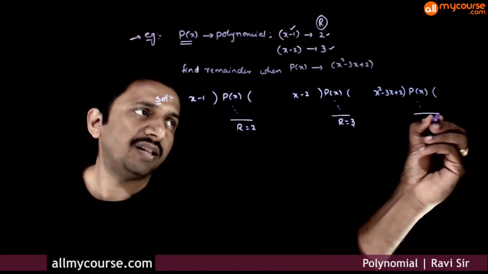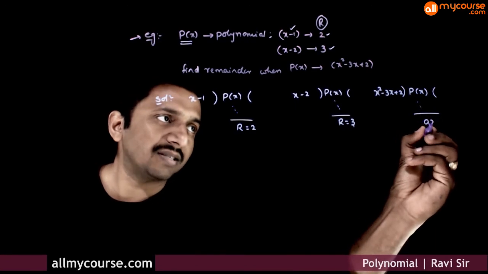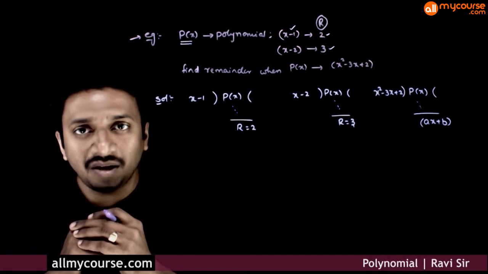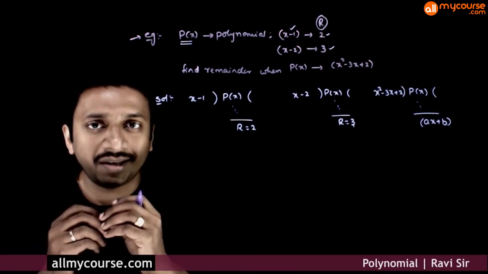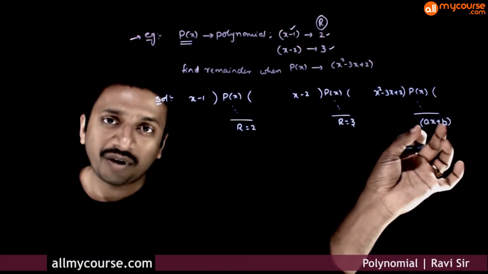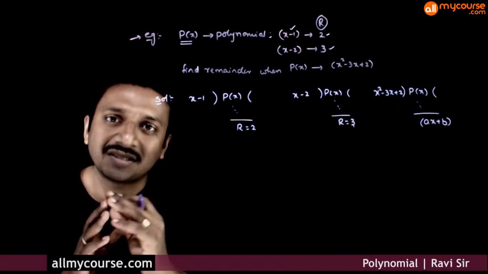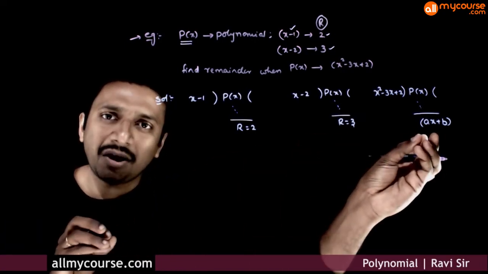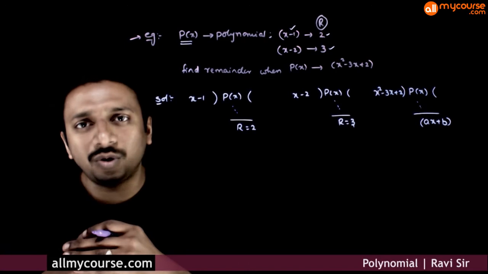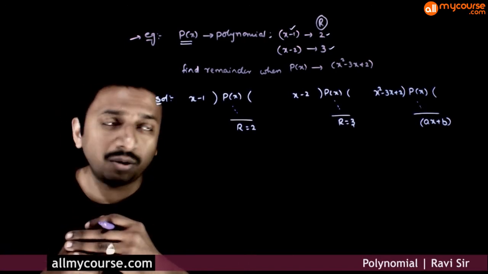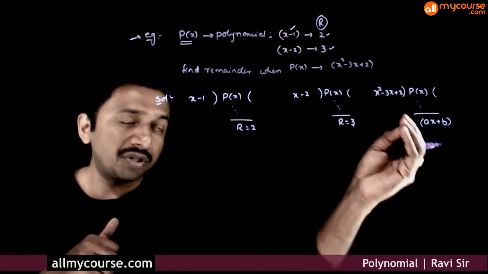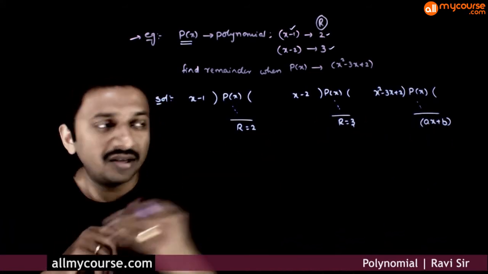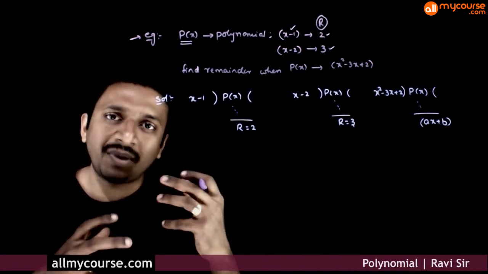So let us assume that the remainder is ax plus b. Why am I assuming this as ax plus b? Because by applying the division algorithm, we know that the degree of the remainder should be less than the degree of the divisor. The degree of the divisor is 2. Hence, the degree of the remainder can at most go to 1. It can also be 0. When you solve the equations, if you get a is equal to 0, then the remainder might be a constant. If b is also equal to 0, the remainder might be 0 also.